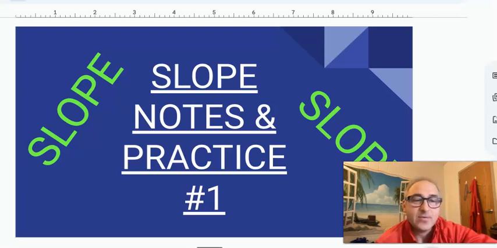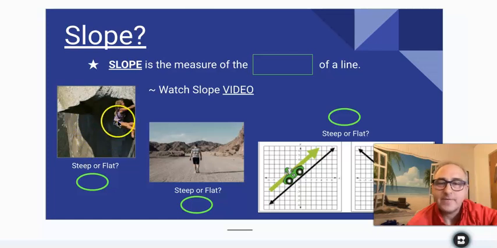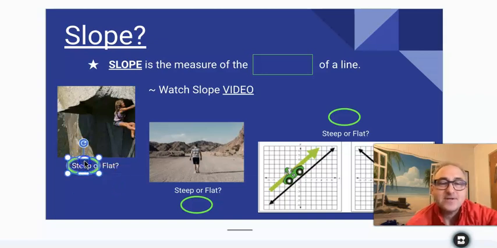Hello class, today we are going to talk about slope. How fast a line is going up compared to how far it's going over. Here we have a picture of a climber. Is this climber on a flat or is she on a steep climb? Yes, she's on a steep climb.